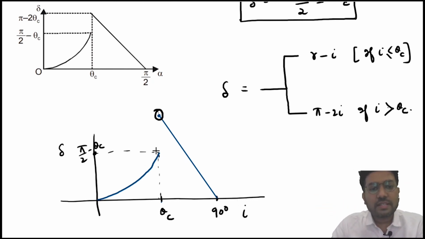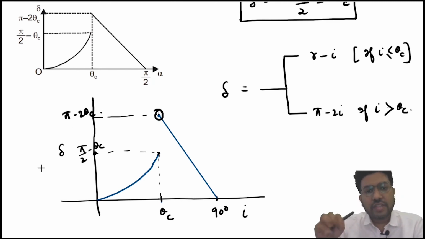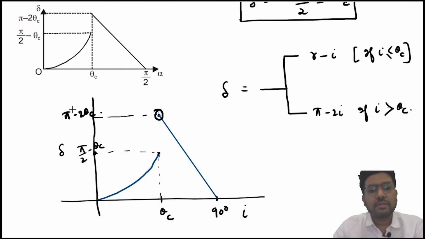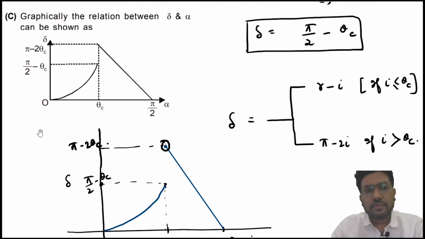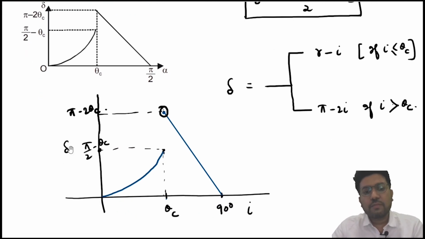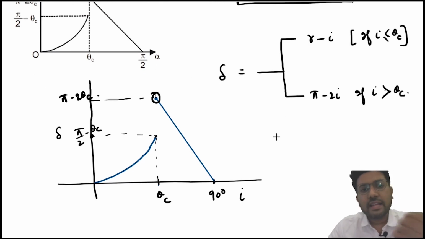Up to I equal to theta c, this will be the graph. This will be the graph for I greater than theta c. And this value is pi minus 2 theta. So the graph is changing suddenly and there is a discontinuity in this graph at I equal to theta c. This is a very important graph of angle of deviation versus the angle of incidence when light travels from a denser to a rarer medium.